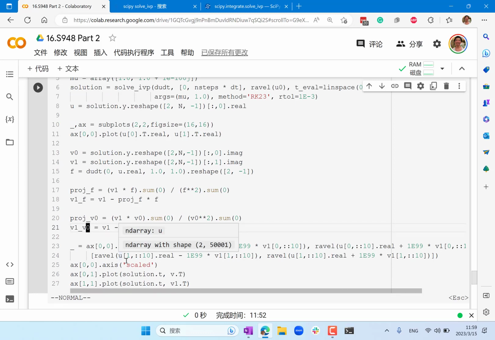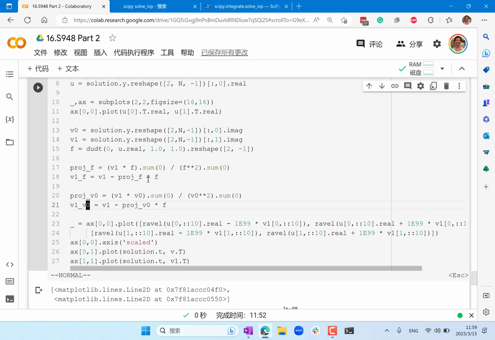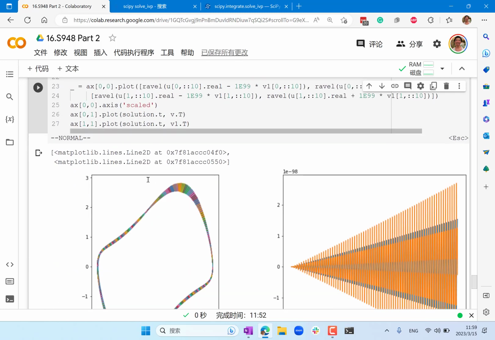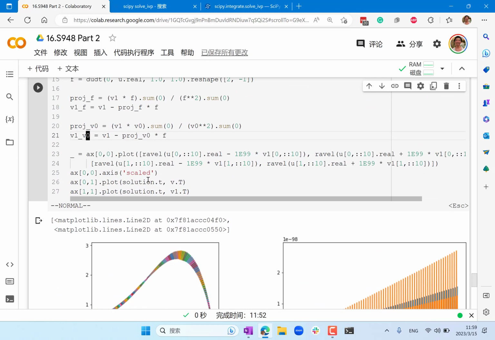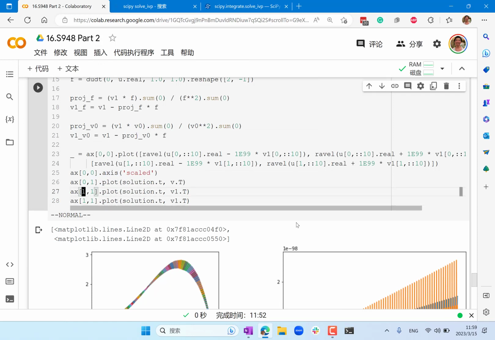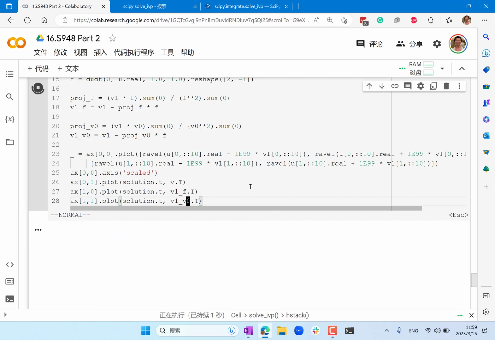Okay, so I have two versions, and in the limit of exact time integration, they should be exactly the same, right? But in reality, we are going to show that it is not going to be exactly the same. So the first two plots should be the same, and down here, I'm going to be plotting two of these. One is projected out by f. The right-hand side one is going to be the one projected out by v0. So let's see.